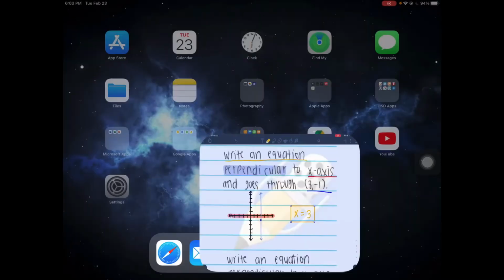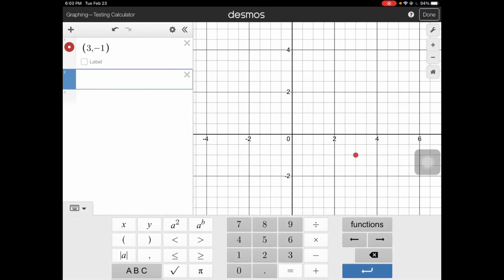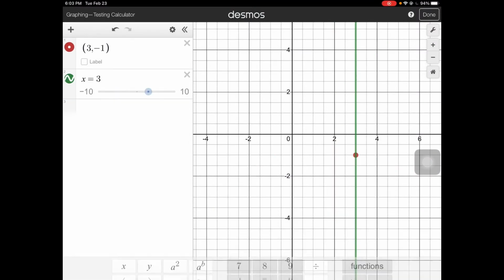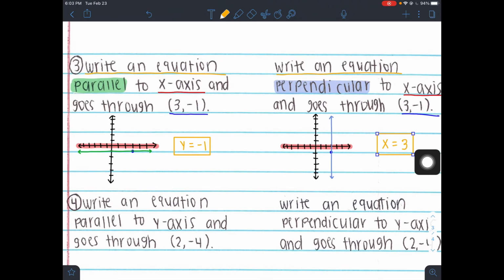There we go. And I'll go ahead and show you what that looks like here. Now, that blue line was for the previous problem. Now we have x equals 3. And you'll notice it does go through that red point, and it's perpendicular to your x-axis here. All right, so again, based on parallel or perpendicular, it's going to change what your answer is going to be.